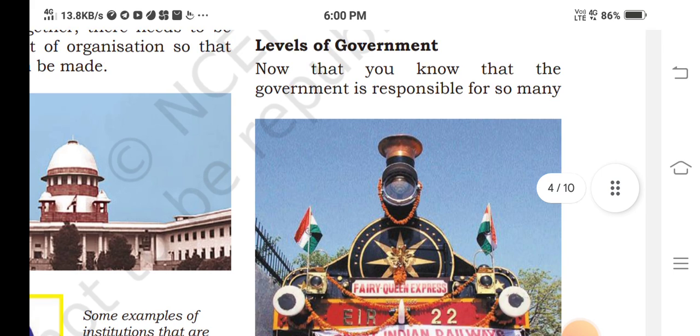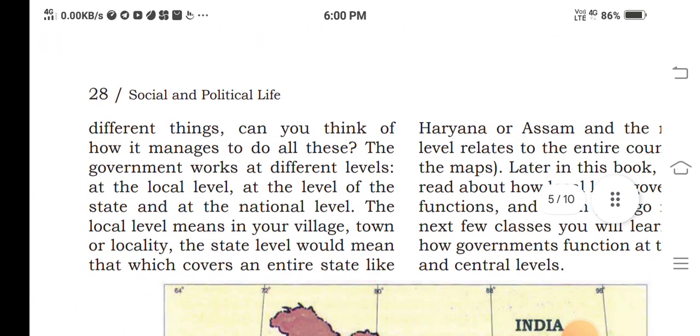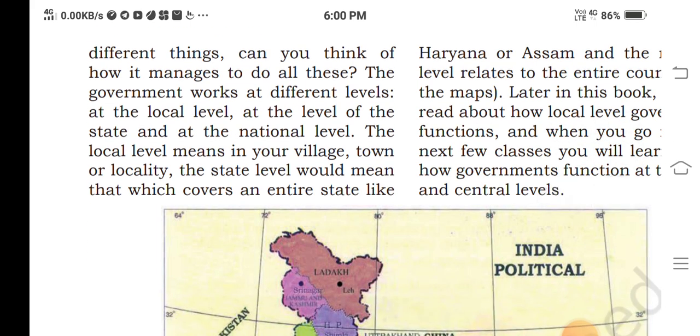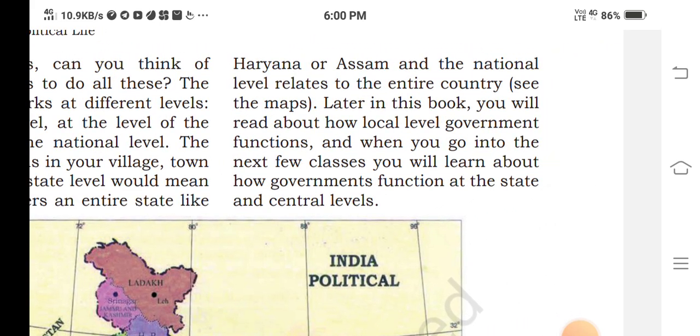Levels of the government. Now that you know that the government is responsible for so many different things, can you think of how it manages all these? The government works at different levels. At the local level, at the level of the state and the national level. The local level means in your village, town or locality. The state level means that which covers an entire state like Haryana or Assam, and the national level is related to the entire country. See the map.